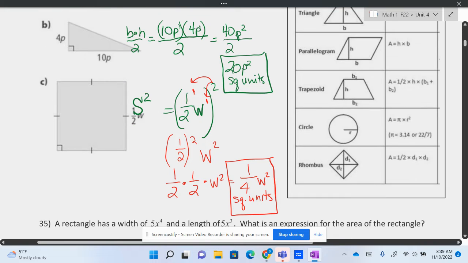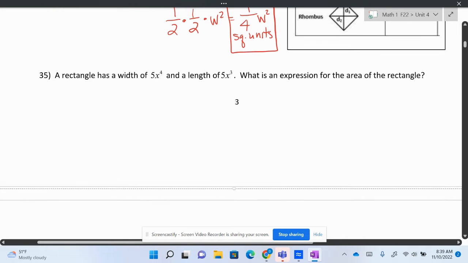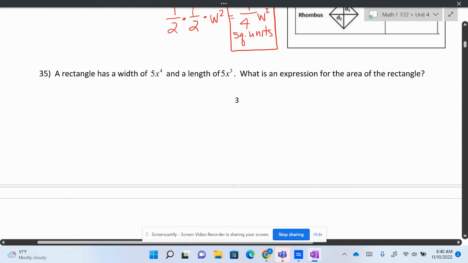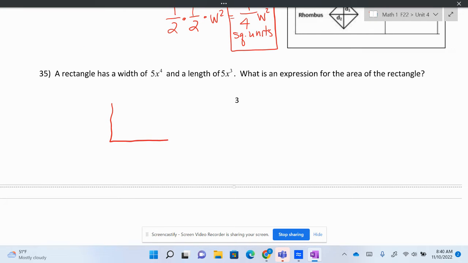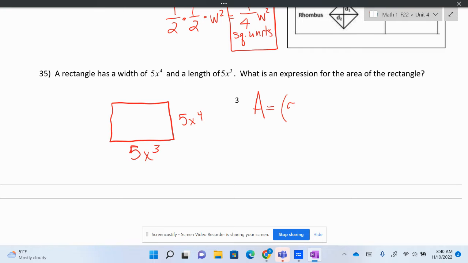Oh, dang it. Okay. Number 35. A rectangle has a width of 5x to the 4th and a length of 5x cubed. So I'm going to draw a picture of my rectangle and I'm going to label it. My width is 5x to the 4th and my length is 5x cubed. Doesn't matter which side I label as length and width, first off. No, it doesn't. So it says write an expression for the area. Well, the area is the length, 5x cubed, times the width, 5x to the 4th.